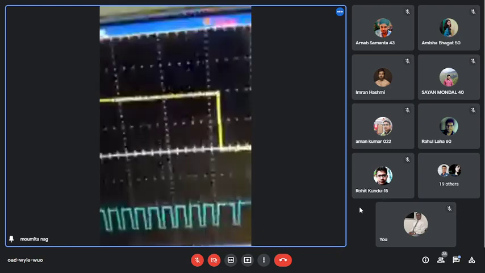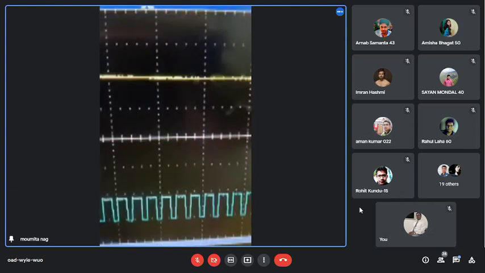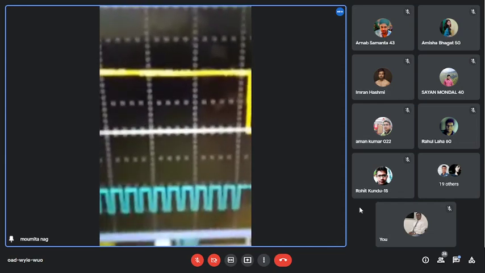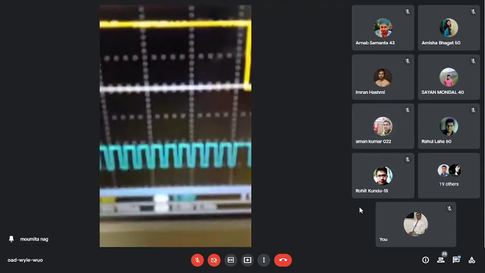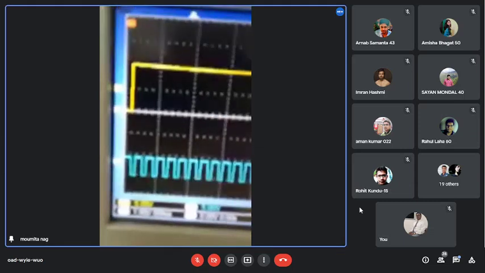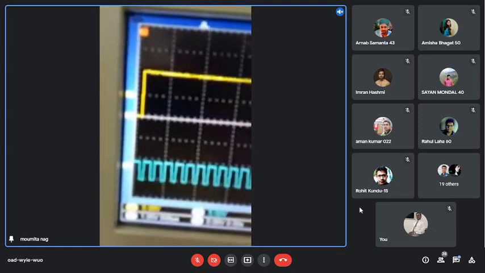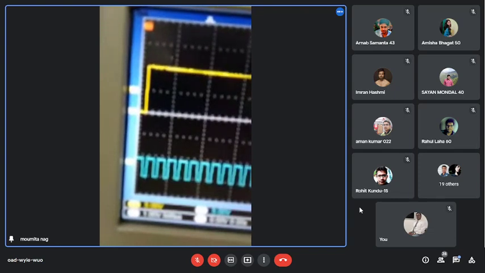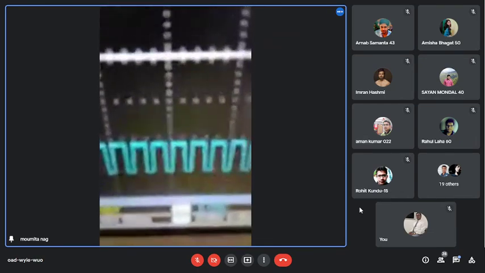What is the time period of this higher frequency? Time per division is kept at 500 microsecond. It is not 2 millisecond. Time per division is 500 microsecond. Note down clearly.